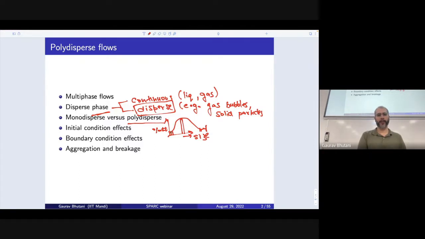Finally, you clip it at some point. You cannot have particles below size 0, and you cannot have particles above a certain size, which is a threshold size. So this becomes a size distribution. So this system is polydisperse, not monodisperse. Monodisperse would be all the particles having the same size.